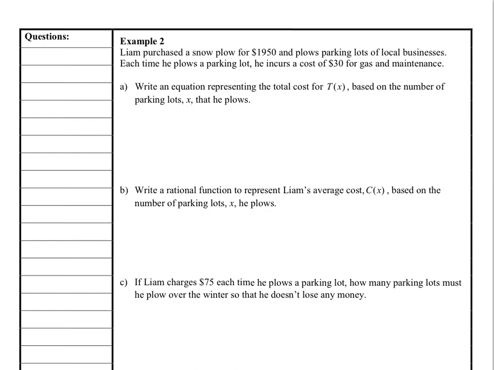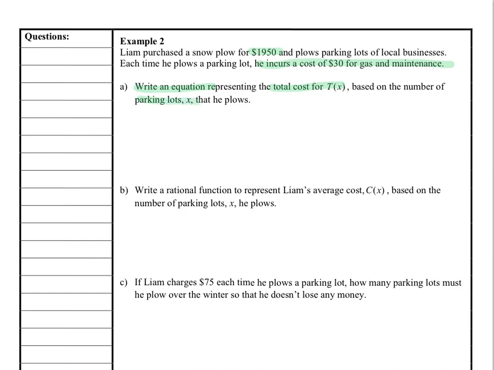All right, so let's read through example number 2. Liam purchased a new snowplow for $1,950 and plows parking lots of a local business. Each time he plows a parking lot, he incurs a cost of $30 for gas and maintenance. So our first part is to write an equation representing the total cost, T of x, based on the number of parking lots, x, that he plows.